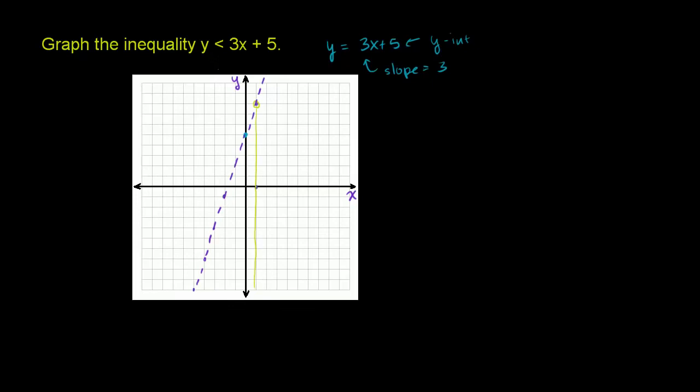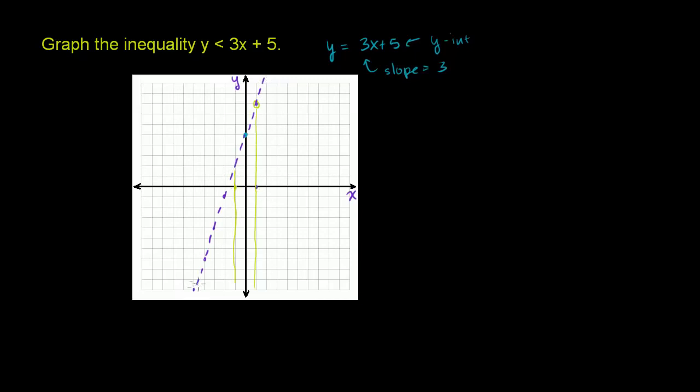So for any x, so you pick an x. Let's say x is equal to -1. If you evaluate 3x plus 5 for that x, you'd get here. But we only care about the y's that are strictly less than that. So you don't include the line. It's everything below it. So for any x you pick, it's going to be below that line. You take the x, go up to that line, and everything below it.